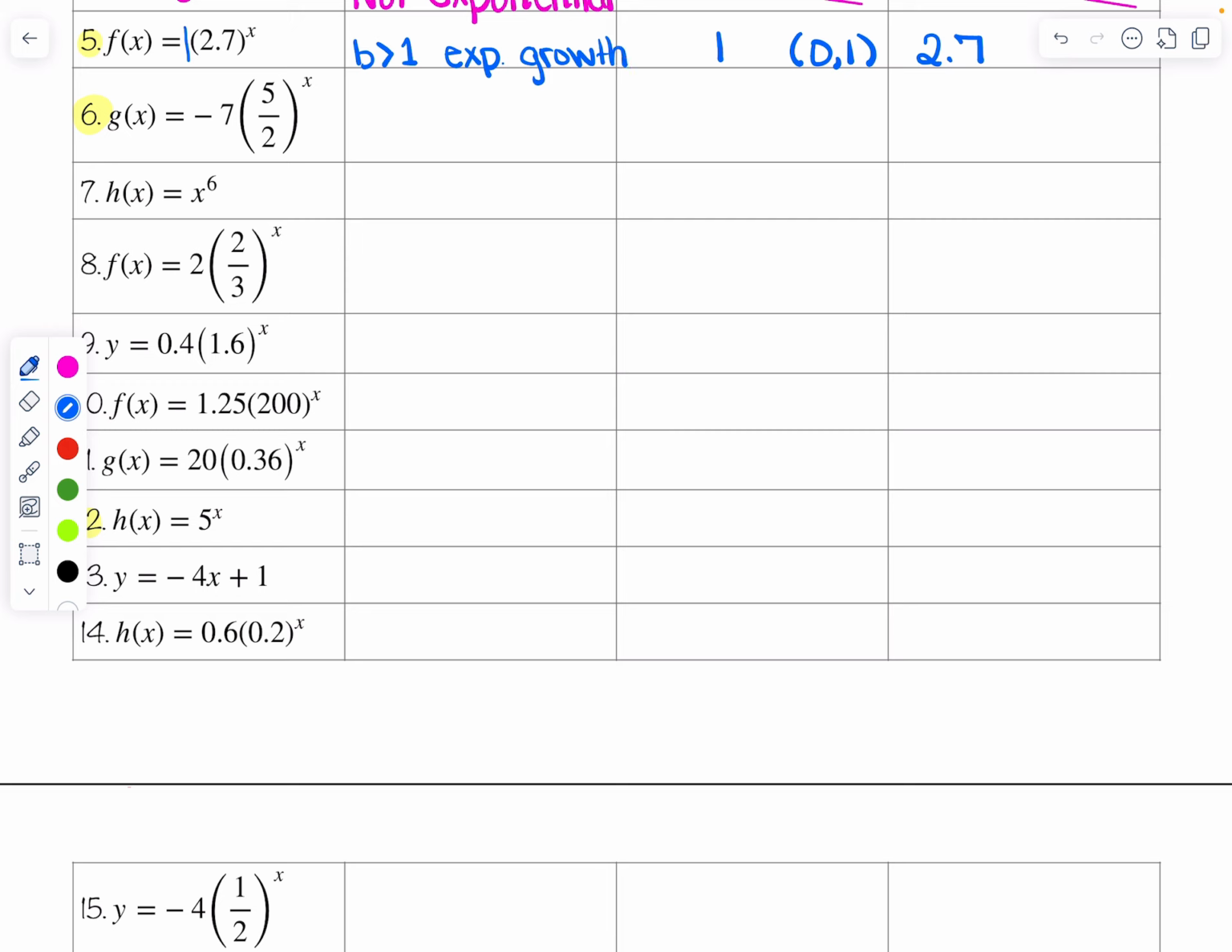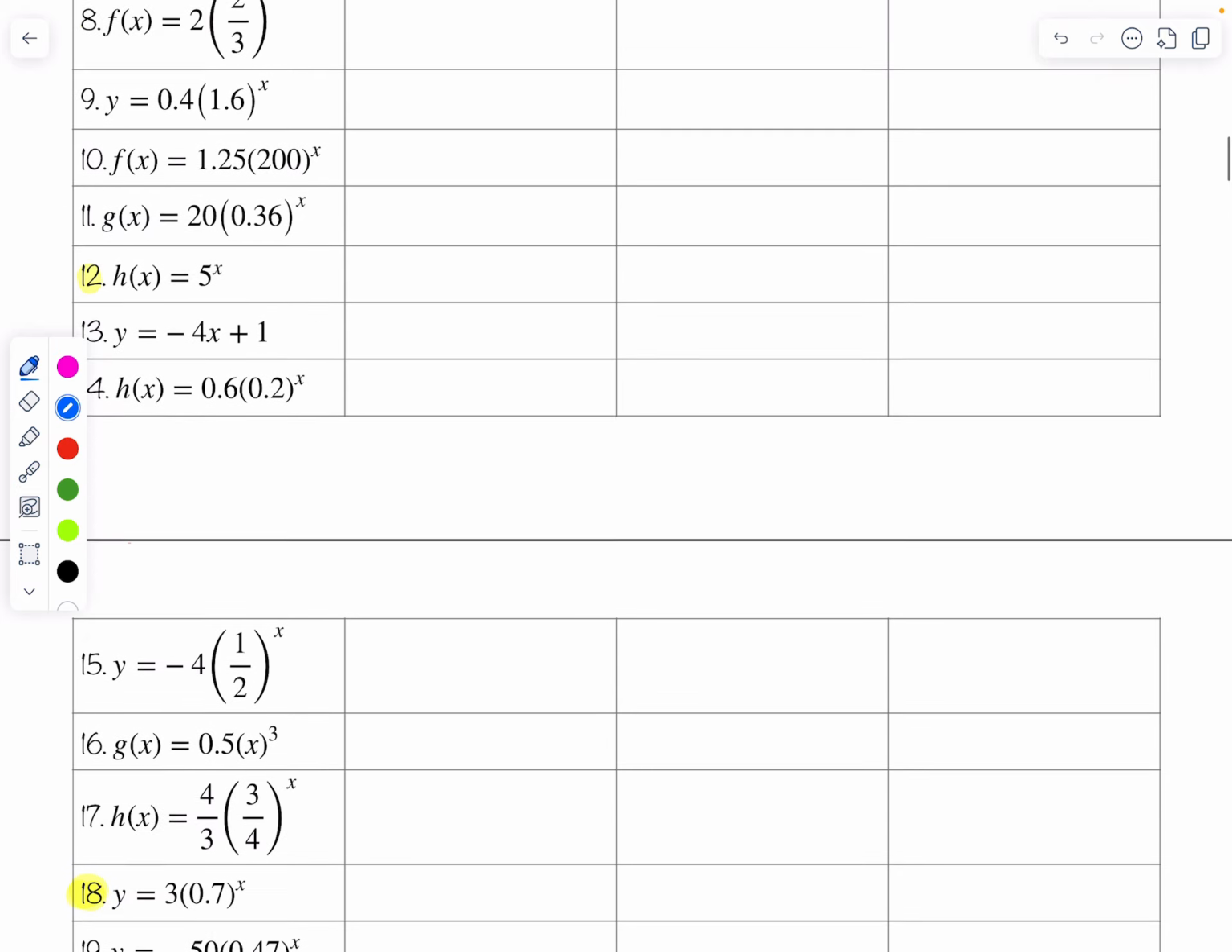Okay? Number 6, the a value is negative 7, or (0, negative 7). Our b value is 5 over 2, or we can write that as 2.5. 2.5 is greater than 1, so this is exponential growth. Okay? All right, let's go down and look at number 12.